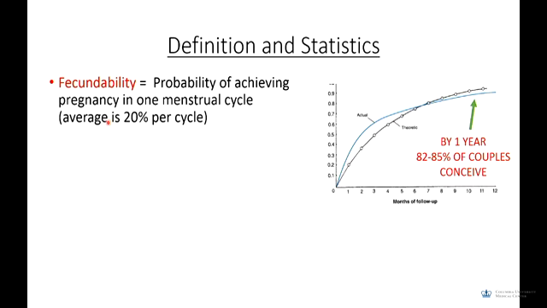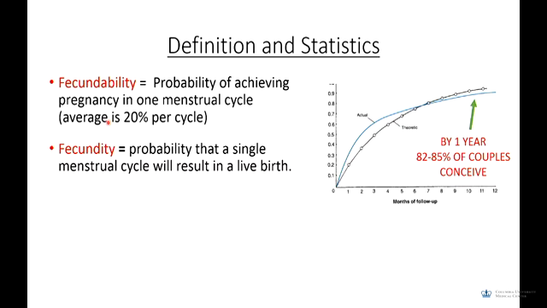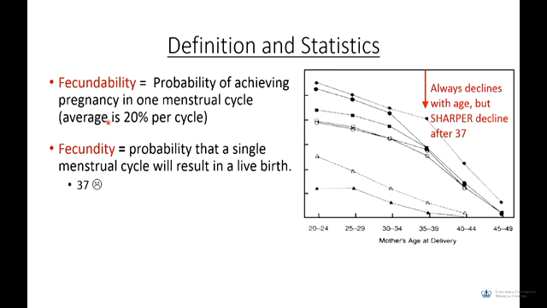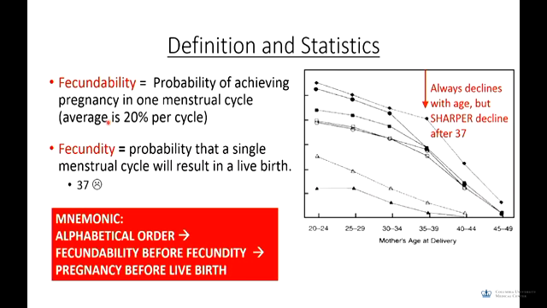So fecundability is the probability of achieving pregnancy in one menstrual cycle, and that average is about 20% per cycle. And then fecundity is the probability that a single menstrual cycle will result in a live birth. A quick way to remember that is alphabetical order: pregnancy before live birth. And I kind of took away from lectures that after 37, everything just kind of falls off the curve here.